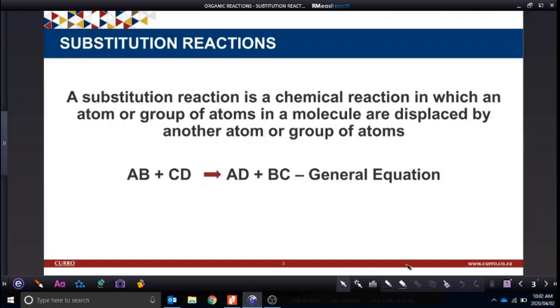If you look at the general equation here, we start with A, B, and C, D. What's going to happen is D and B are going to substitute. So our product will then be AD, and our new product that will form will be BC. So there is a substitution of an atom or a group of atoms with each other.